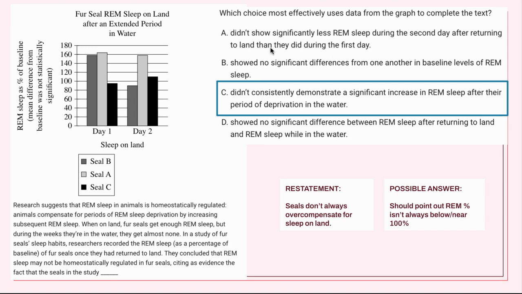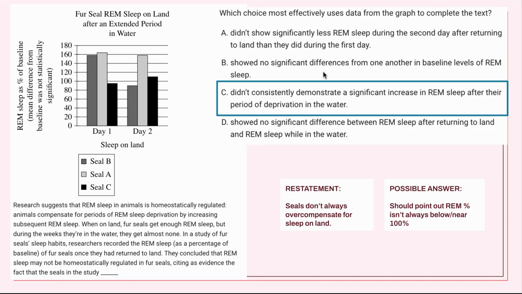Let's see why the other ones are wrong. So A: they didn't show significantly less REM sleep during the second day after returning to land than they did during the first day. So this is not actually true for all the seals because again they're saying seals in the study in general. So whatever we say should apply to all the seals. But if you look at seal B, which is this like dark gray bar, like the first one, on day 2 he got a lot less sleep than he did on day 1, right? So this is just not true for seal B. So it's not true for all of them.